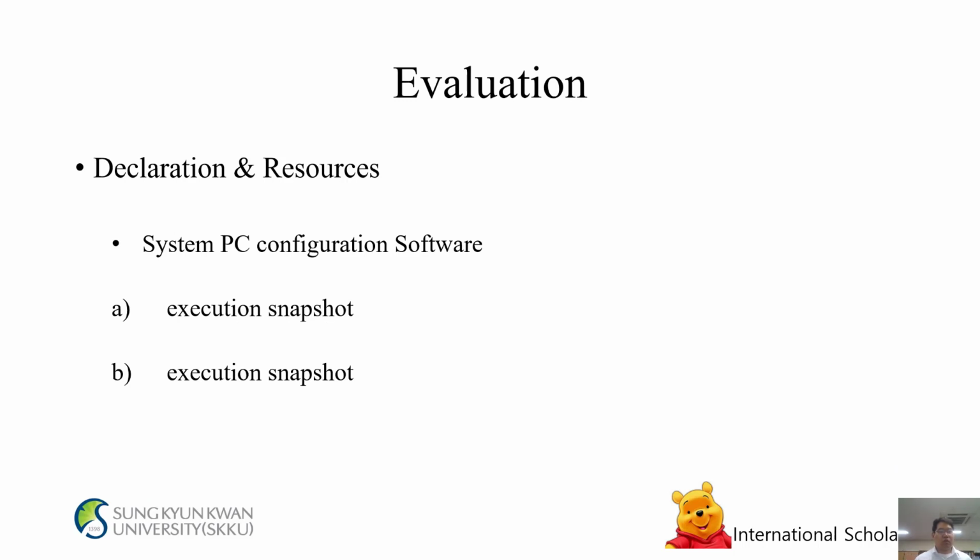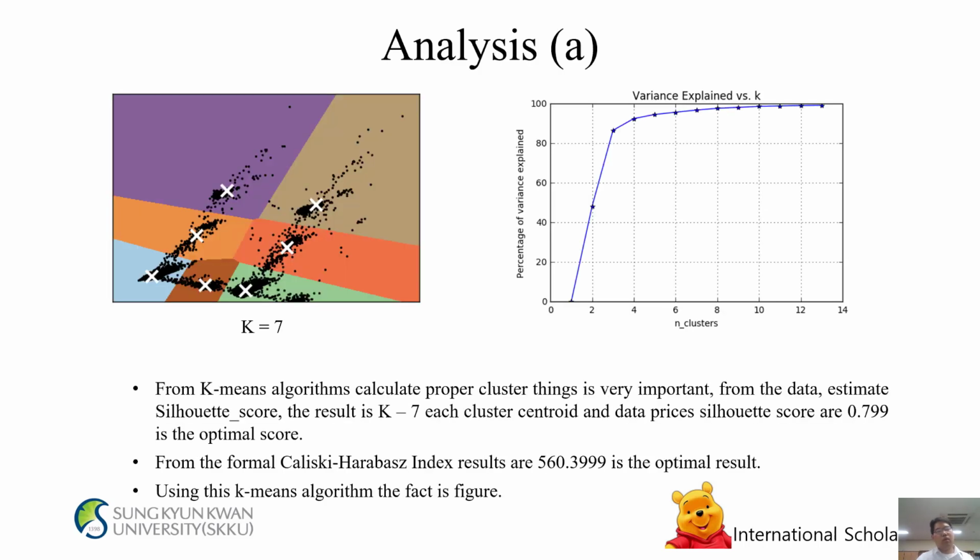Evaluation, declaration, and resources. Configuration software. A. Execution snapshot. B. Execution snapshot. Analysis A. K equals 7 is the optimal result for the experiment. From the K-means clustering algorithm, calculating the proper cluster number is very important. From the data, the estimated silhouette score result is K equals 7. Each cluster centroid and data point's silhouette score of 0.799 is the optimal score.